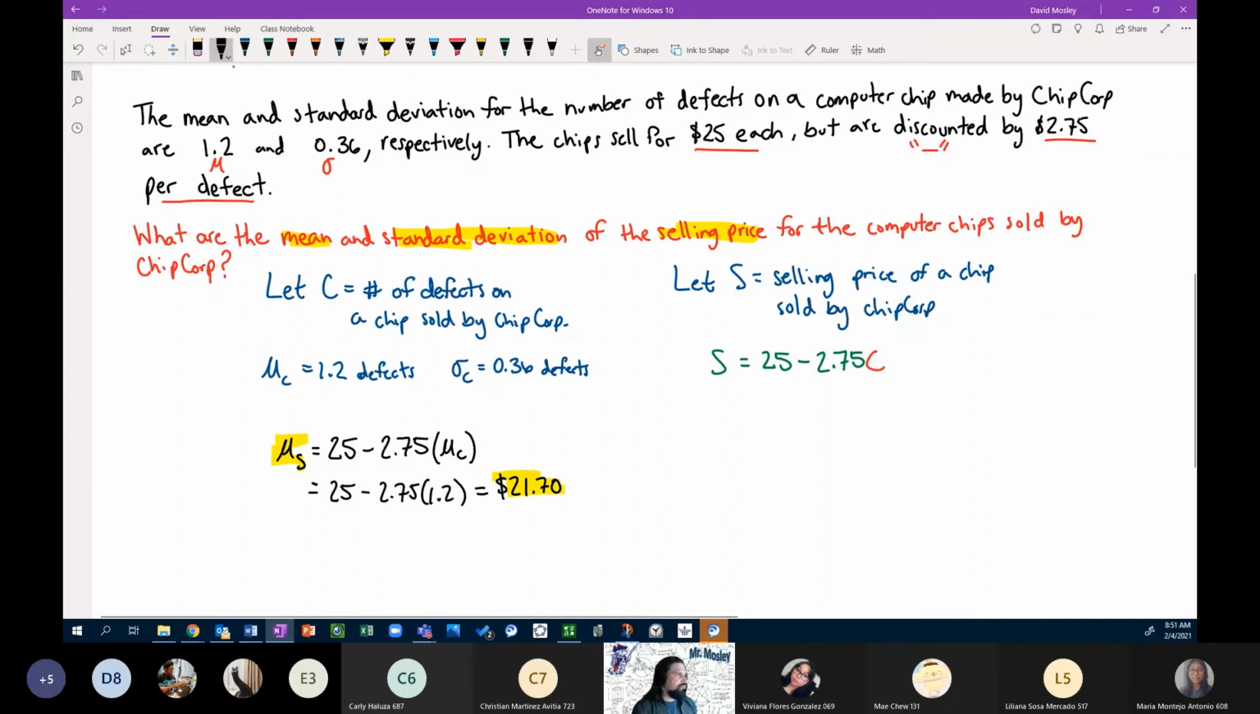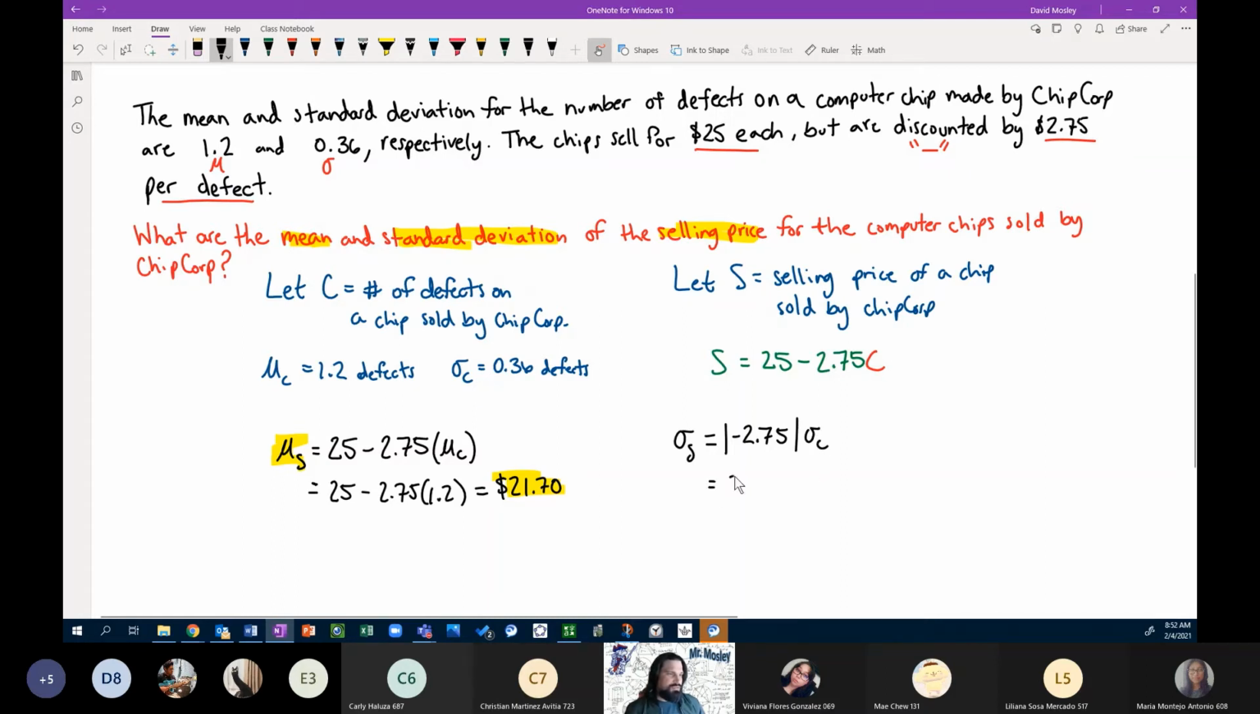Standard deviation of S is a measure of spread. Measures of spread are only affected by multiplying and dividing. So that means the 25, that constant that is being added or subtracted, is not part of our calculation. We use the formula, the absolute value of the constant that we're multiplying by, times the standard deviation of C.